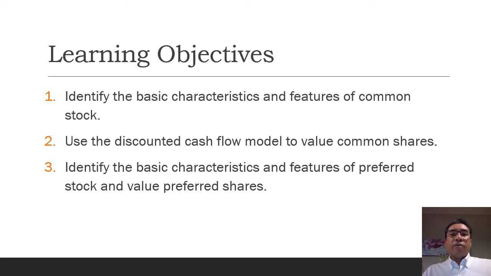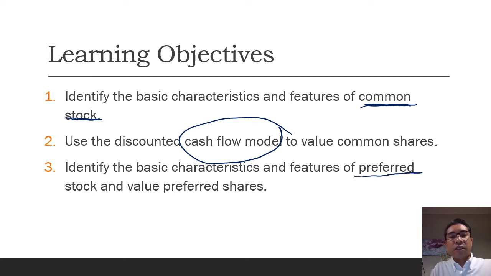Okay, so the learning objectives for chapter 10 are: one, we want to identify the basic characteristics and features of common stock. Two, we're going to use the discounted cash flow model to value the common stock. And number three, we want to identify the basic characteristics of preferred stock.